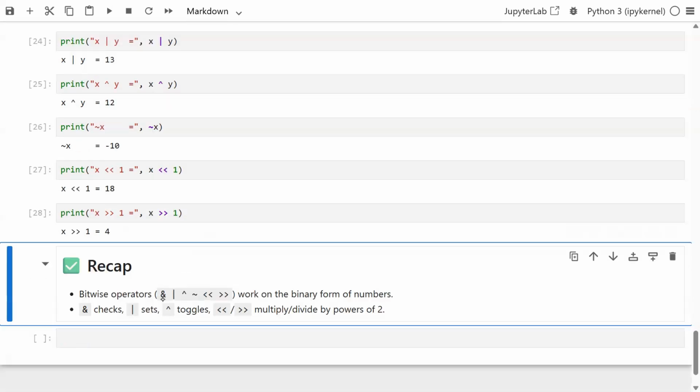Okay, so the bitwise operators and, or, not, XOR, left shift and right shift work on the binary form of numbers. So I'm stopping here.